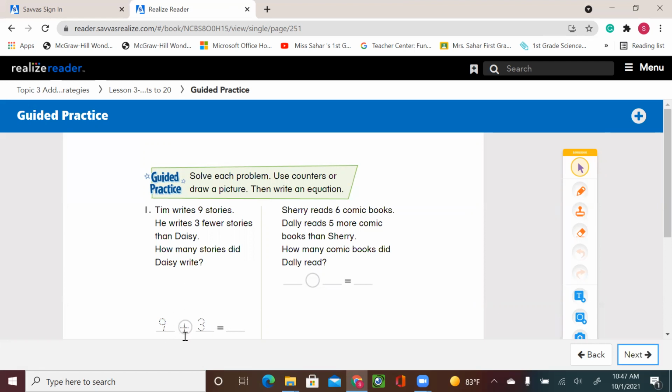Now, to get the sum for this equation, either we make the 10 and you add, or just count on. So I know that 9 plus 3 equals 12. I'm going to write here 12.